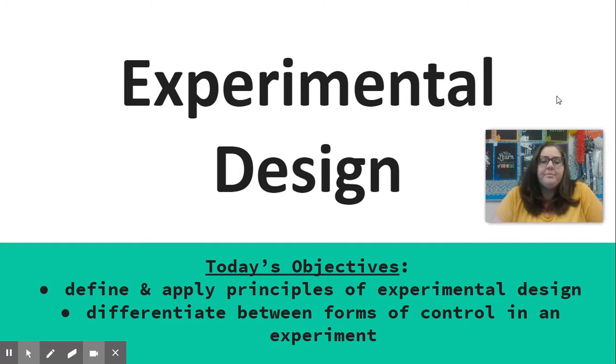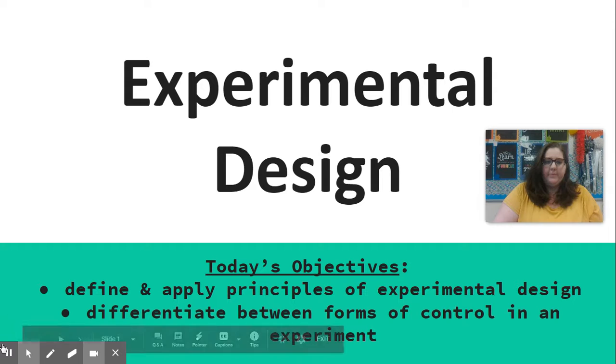and how they're different. So our objectives today are to define and apply what we call the principles, or rules, I guess, of experimental design. And then we're going to differentiate between forms of control in an experiment and ways that we can better control our experiment.